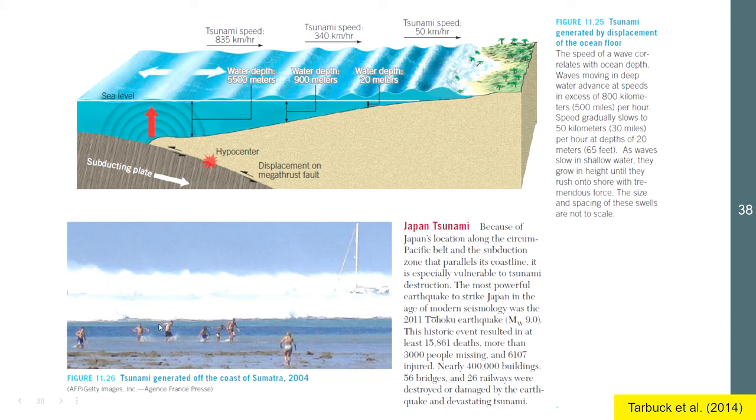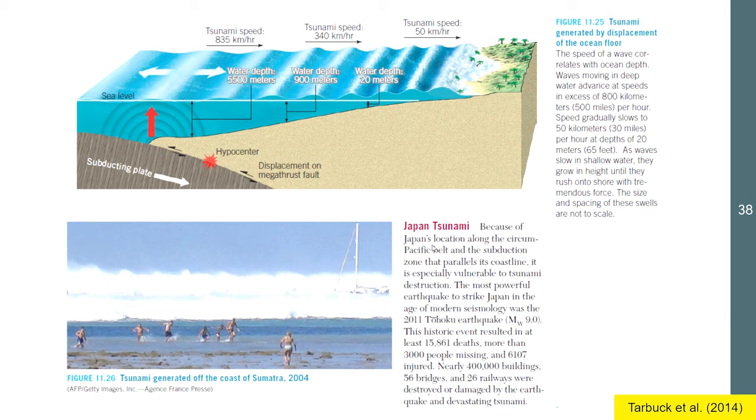Now this one is an actual photo of the tsunami generated off the coast of Sumatra in 2004. You can see it's quite frightening to see these large waves coming towards the beach. So the first thing to do is to evacuate as soon as you see the water receding, meaning it's going backwards. It means that a larger wave will come next.